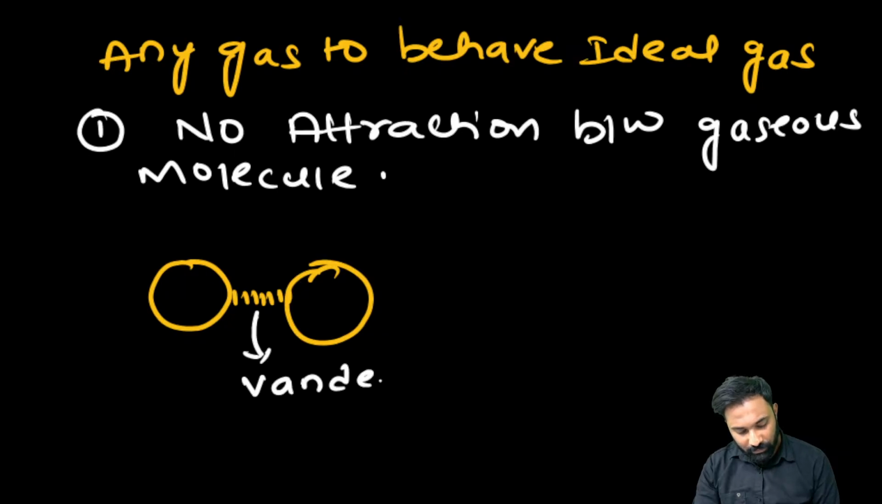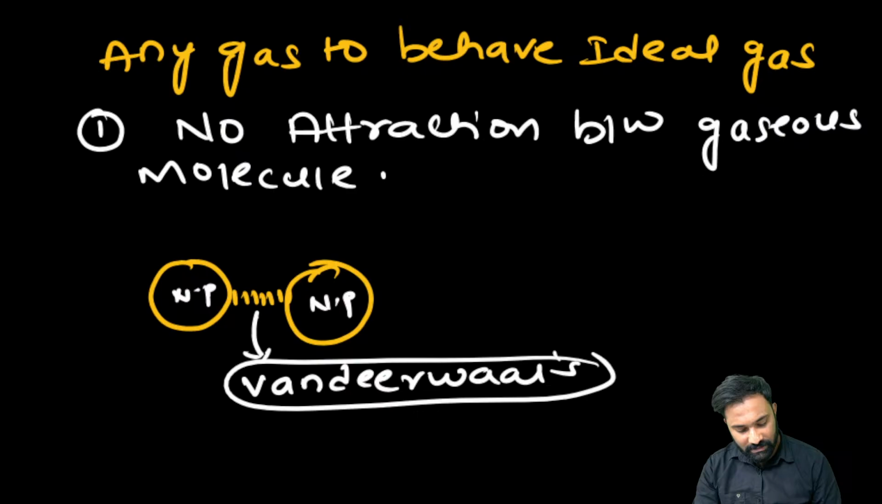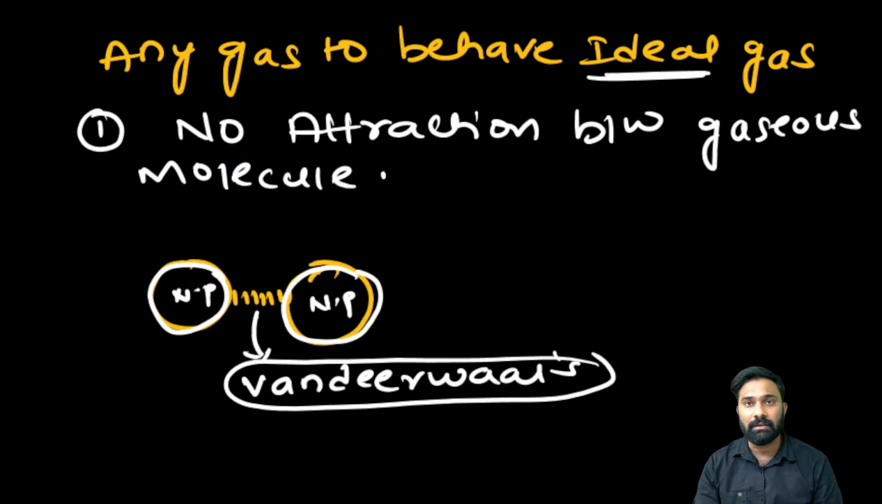We know a van der Waals bond means that for a few seconds, even though those are non-polar, they are attracting and forming the van der Waals bond. For any gas to behave as an ideal gas, there must be no attraction between the gaseous molecules, right? Only when there is no attraction force will it behave as ideal. But even though non-polar gases attract for a few seconds, whatever gases we have in our universe, all are real gases.